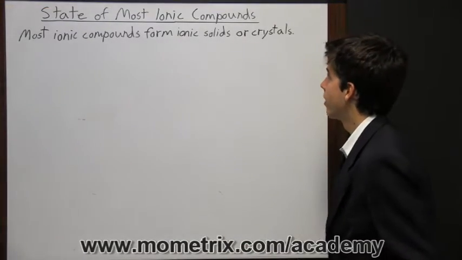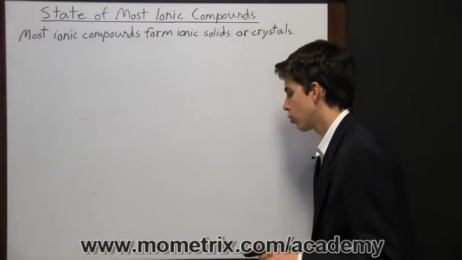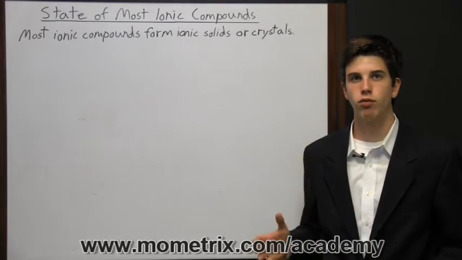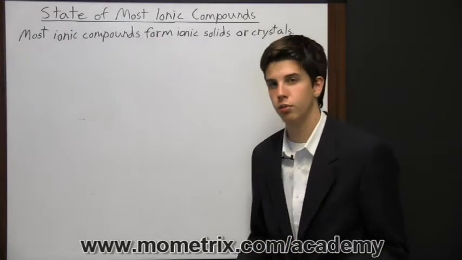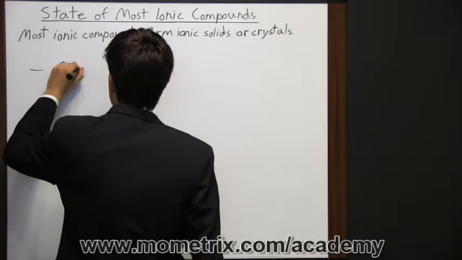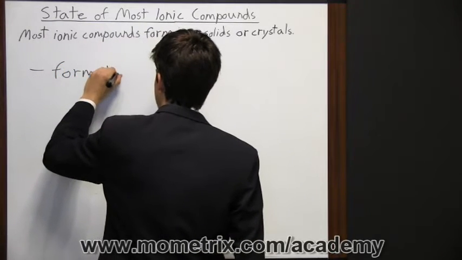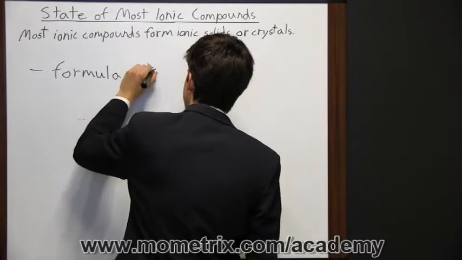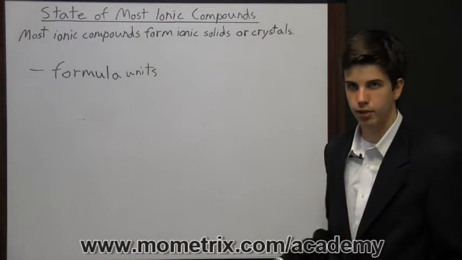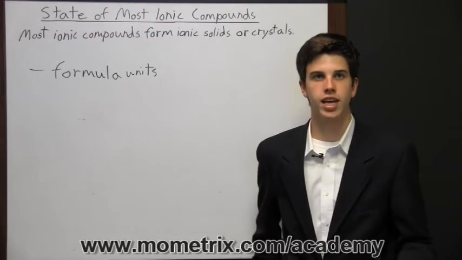Most ionic compounds form ionic solids or crystals. And so the crystal lattice is made up of repeating units called formula units. I'm going to call these formula units, but we could also call these repeating units, because that's essentially what's happening there. They're repeating.